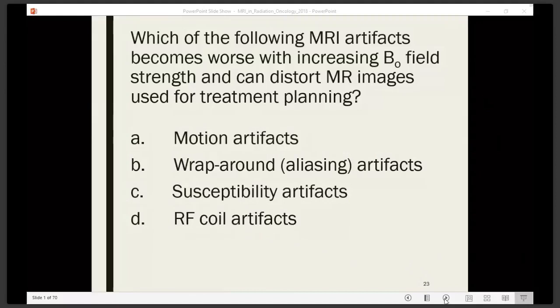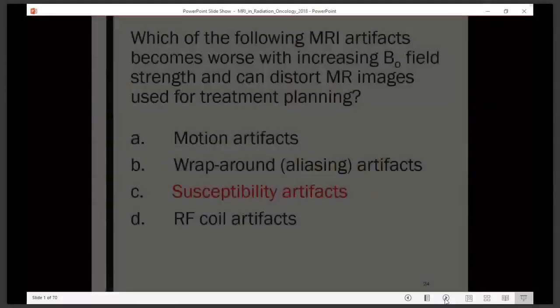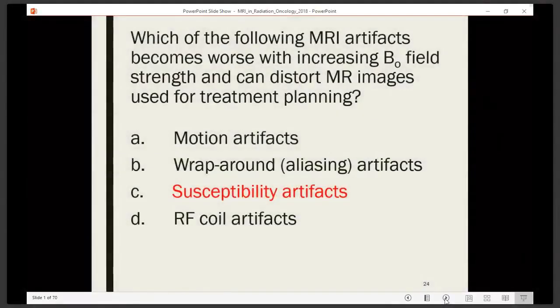Okay, Jeff, it looks like almost everyone is answering C. You guys are keeping up pretty good. Okay. And that's correct, susceptibility artifacts.